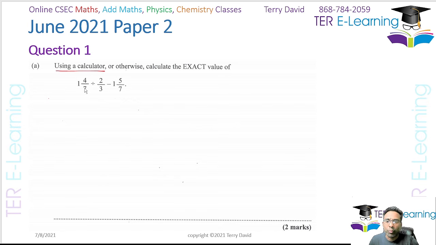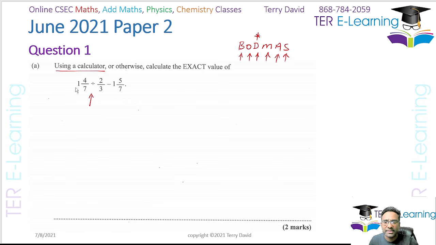Now, you have 1 4/7 divided by 2/3 minus 1 5/7. Now, what we're going to do first, we're going to do this division first because there's an order in which we do operations. I'm sure many of you all have heard this before. It's BODMAS. We do brackets first, then we do of, division, multiplication, addition, and then subtraction. So in terms of the order for this particular question here, I'm going to be doing the division first. So 1 4/7 divided by 2/3.